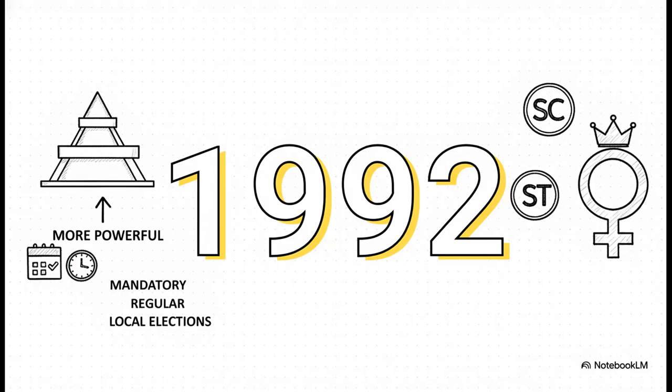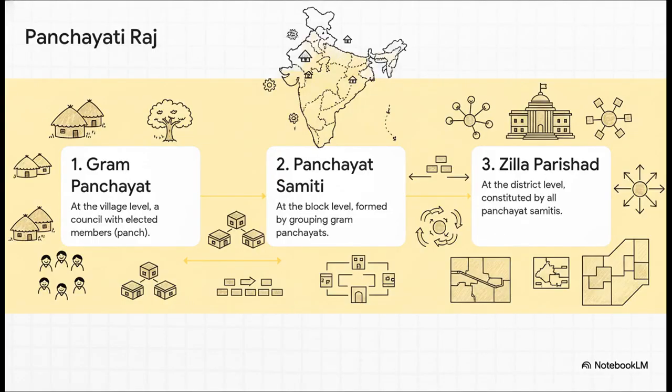And here's another exam alert for you. Please remember the year 1992. This was when a major constitutional amendment was passed to make this third tier of democracy, our local government, more powerful and effective. This amendment made it mandatory to hold regular local elections, and it also reserved seats for SCs, STs, and women.